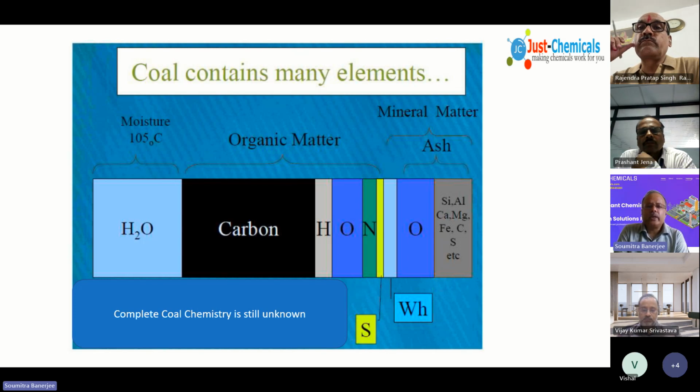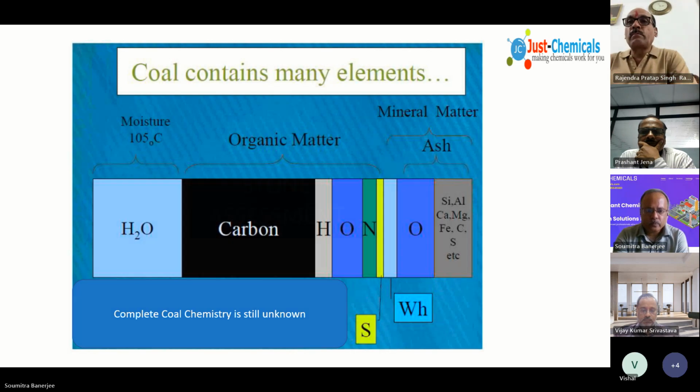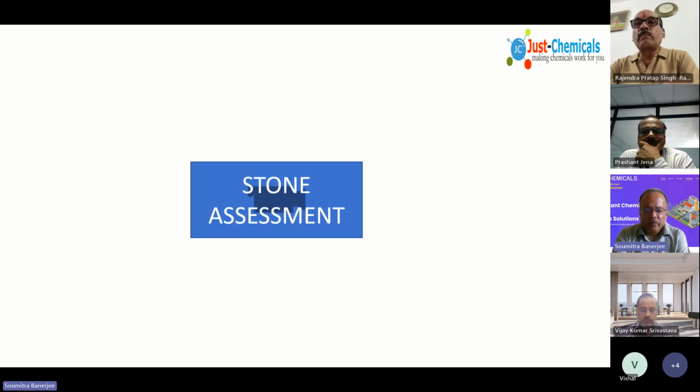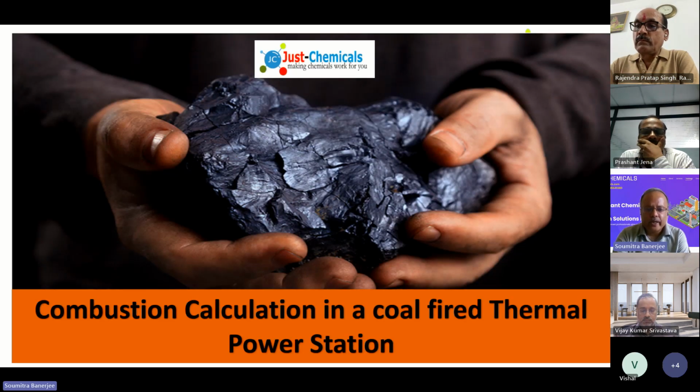So that contains the ash, and from this slide you can understand what coal is. Still, nobody in the world knows complete coal chemistry. Different coals have different chemistry and different structures, different C and O bonds, C and H bonds. So coal is a very heterogeneous matter. Now, we do stone assessment. I can come to that at a later stage, but let me first tell you the calculations for the combustion.